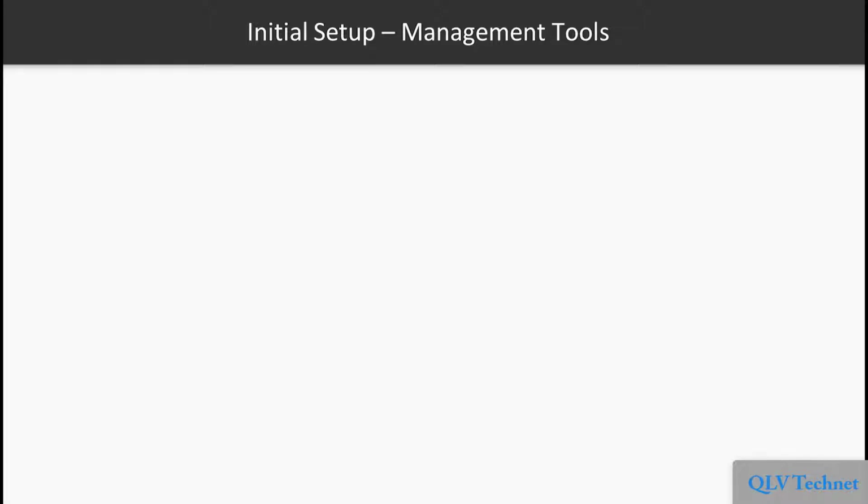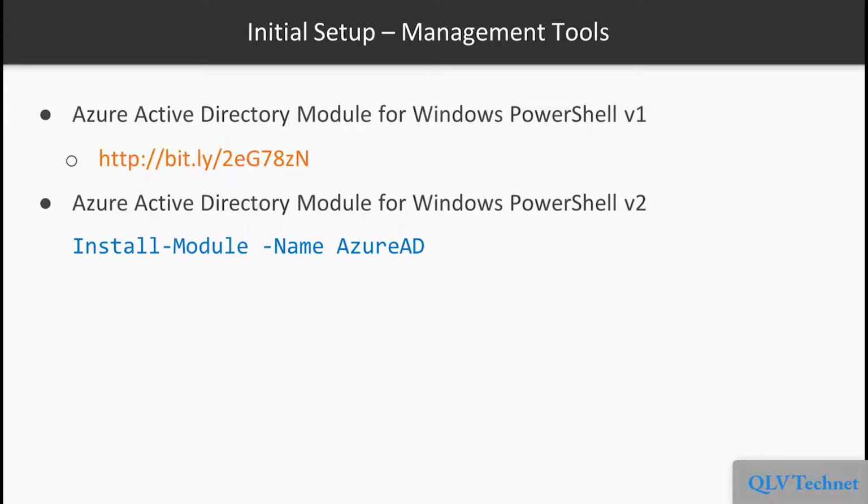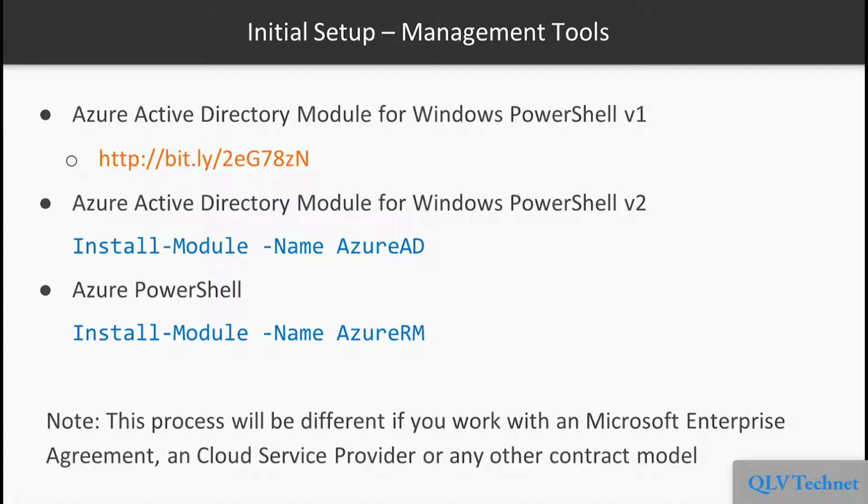Let me provide a short summary of the tasks to install the management tools. First, we install Azure AD PowerShell version 1, then Azure AD PowerShell version 2. We install both to see the different capabilities in this and the next videos. Finally, we install the Azure PowerShell so that we are able to administer our Azure resources, especially in our hybrid use cases in the next sections.